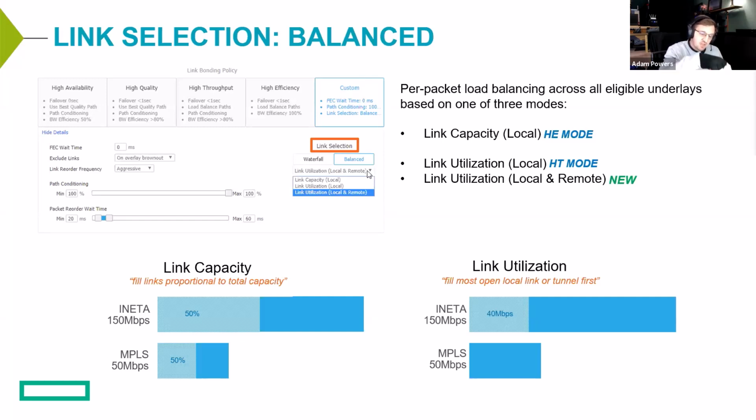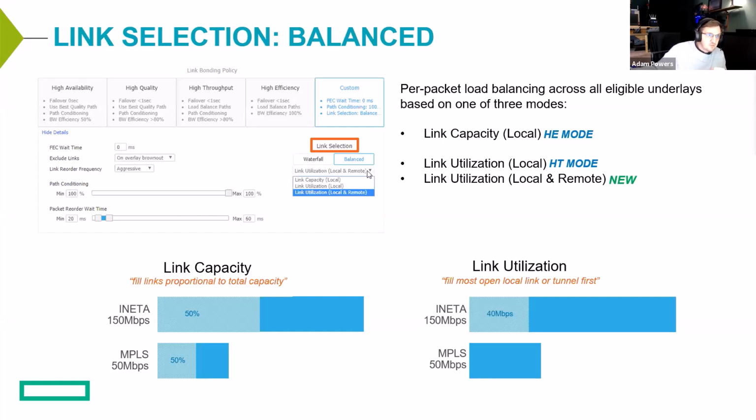You can now specify a link utilization mode where you prefer the most open tunnel. So as opposed to looking at the most open local physical interface like INET A or MPLS, we're looking at the most open tunnel. So we're taking into account, in other words, we're negotiating the tunnel speed. We say, all right, my end is 100 meg and your end is 50, therefore this is a 50 meg tunnel. It's not 100, it's actually only 50 because you only have 50. And it does that with all the tunnels that you connect to.